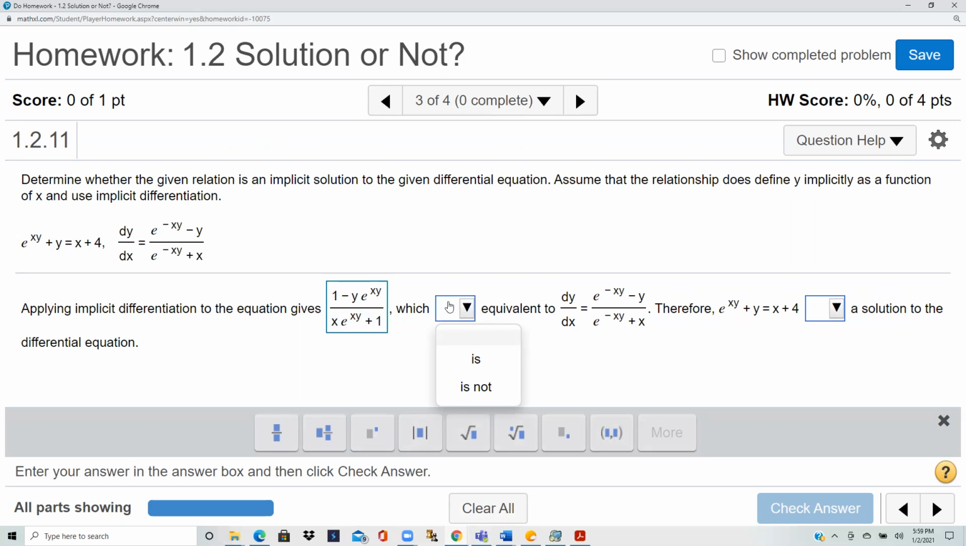Applying implicit differentiation to the equation gives, okay, they didn't say that gives the derivative as this, but that's what they mean. So now let's see. We got y prime is equal to this, and the equation is saying y prime is equal to this. Now at first sight, they don't look the same, but let's examine them more deeply.